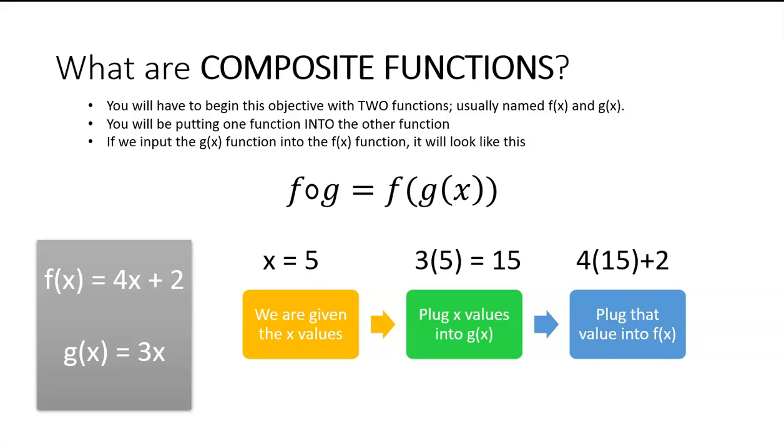If I throw 5 into the g of x function of 3x, I get 3 times 5 equals 15. And then if I plug the 15 into the f of x function, I will get 4 times 15 plus 2. And we will get that f at g of x is equal to 62.